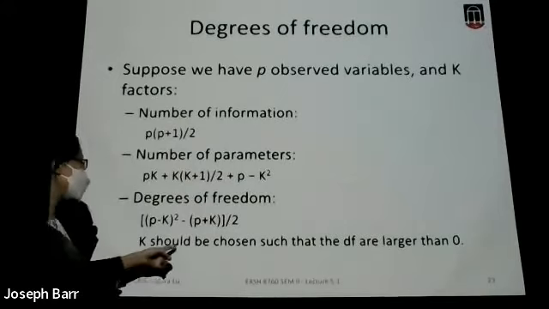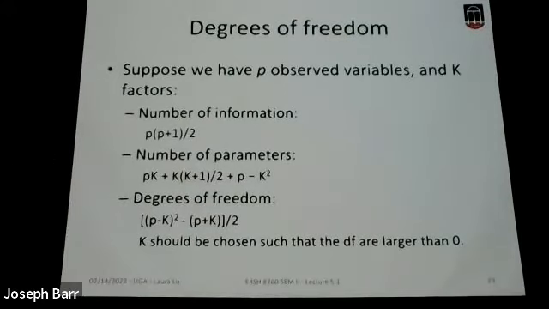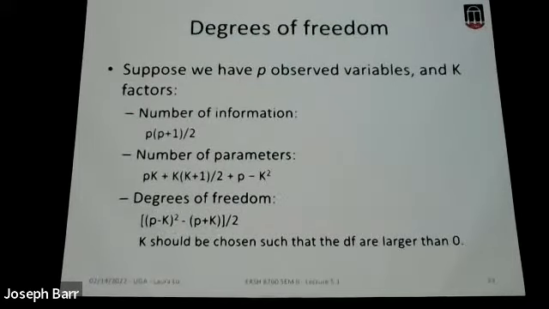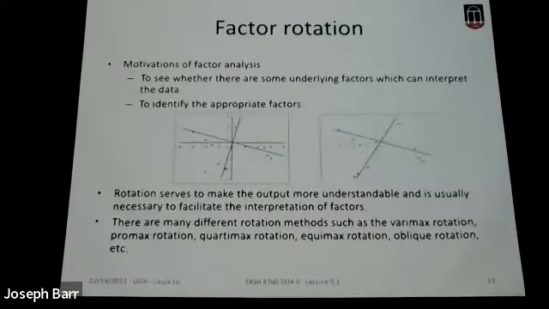K should be chosen such that the degrees of freedom are larger than 0. Of course, if it's less than 0, then it's not easy to do the computation. So that's for the factor model. This is the degrees of freedom. Any questions? Questions so far? Okay. And then let's look at the factor rotations.